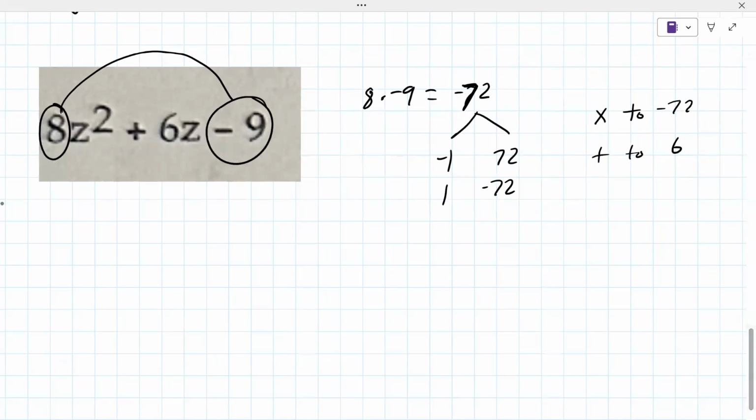Okay. And then negative 2 and 36, 2 and negative 36. So there's always going to be both numbers, one positive, one negative. So will you keep going down this list? They have to add to 6. Okay.